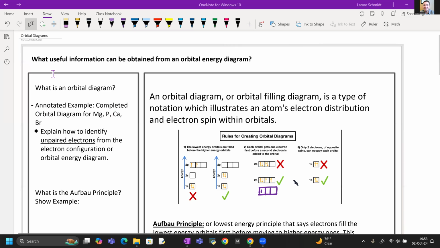All right, welcome to Honors Chemistry. We're looking at orbital diagrams, and our essential question is, what useful information can be obtained from an orbital diagram?